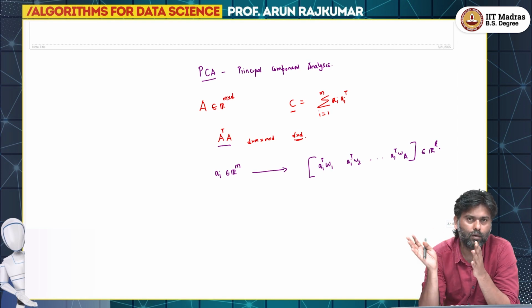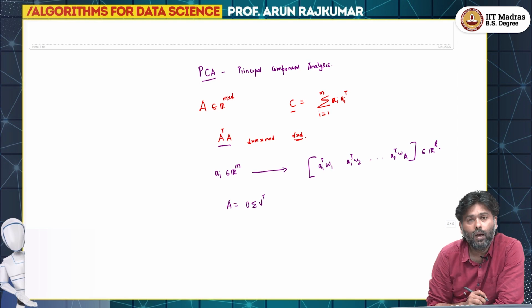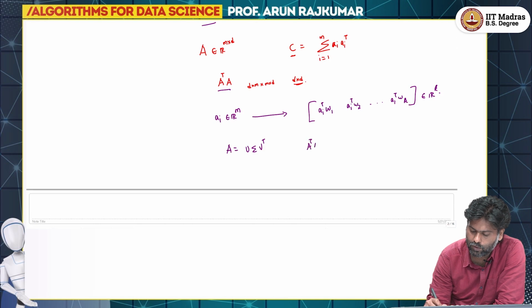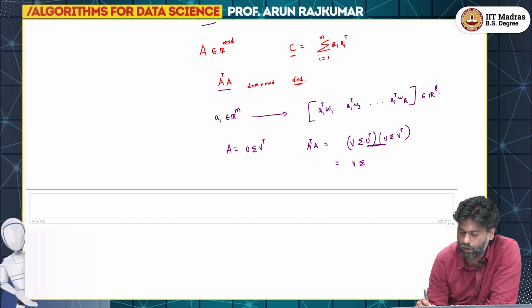I mean, it gives you exactly the same directions W1 through WK. That is because if A itself is U sigma V transpose as per our singular value decomposition, then if I do A transpose A, that's going to be V sigma U transpose, sigma is diagonal so it transposes to itself, times U sigma V transpose. That would just be V sigma U transpose U, because U is orthonormal, U transpose U is identity, so this will be sigma times sigma, sigma squared V transpose.